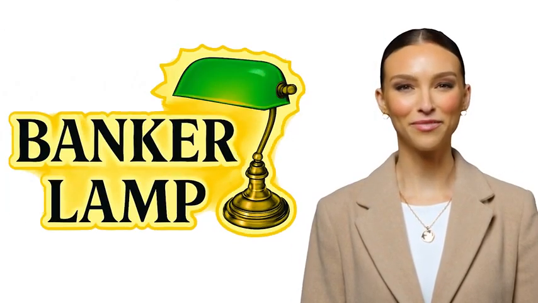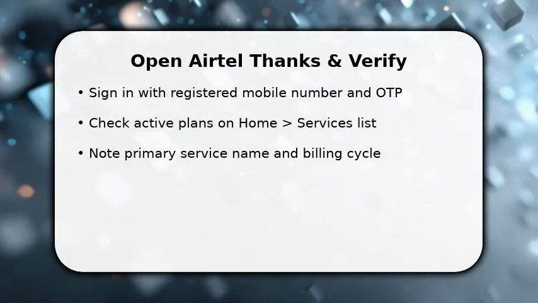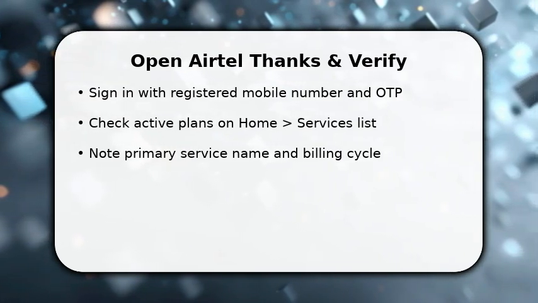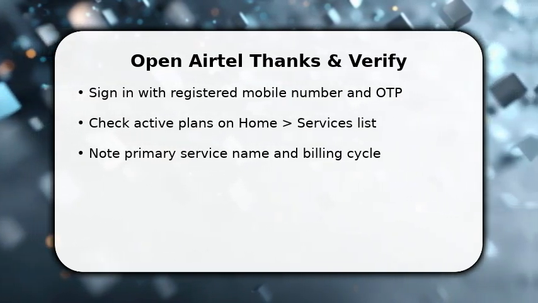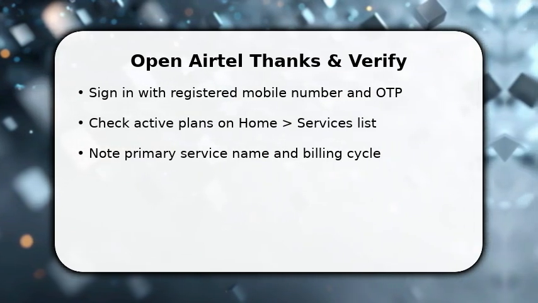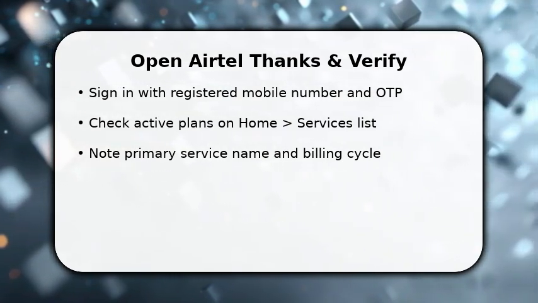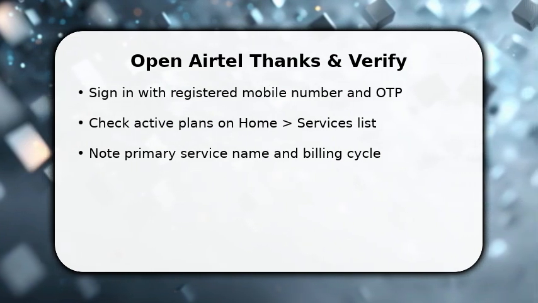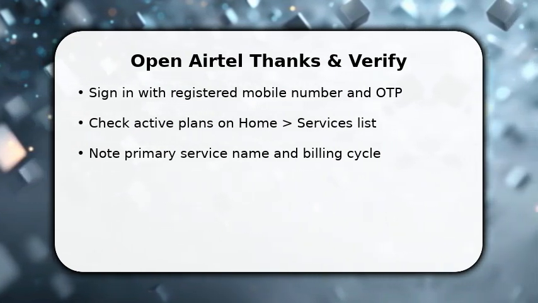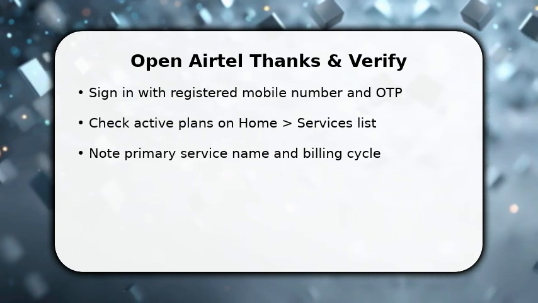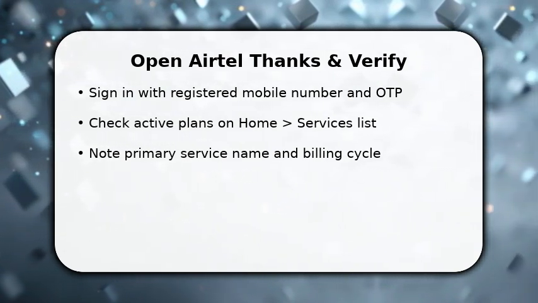Please enjoy the video. You start by opening the Airtel Thanks app and signing in with the registered mobile number. Enter the OTP when prompted. Once logged in, go straight to the Services or My Plans area to locate the primary service you want to remove. Make sure you note the exact service name and the billing cycle. This helps avoid removing the wrong item.